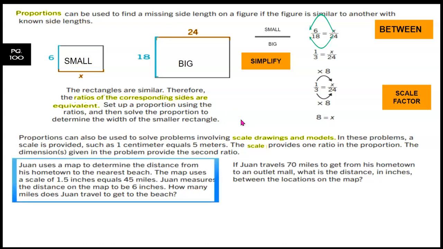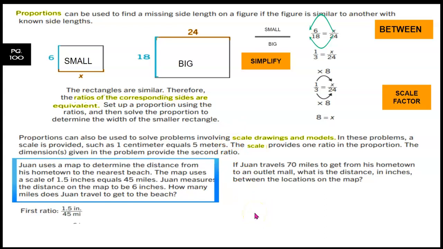One uses a map to determine the distance from his hometown to the nearest beach. The map uses a scale of 1.5 inches equals 45 miles. One measures the distance on the map to be 6 inches. How many miles does one travel to get to the beach?